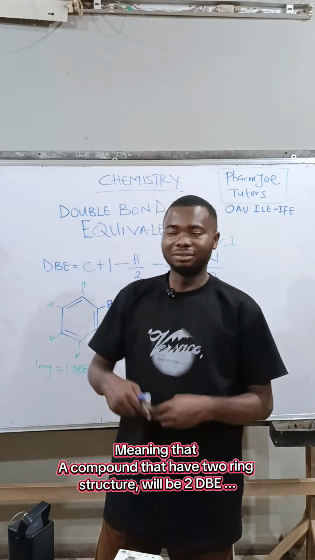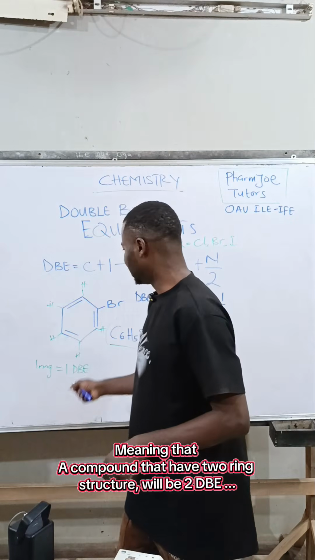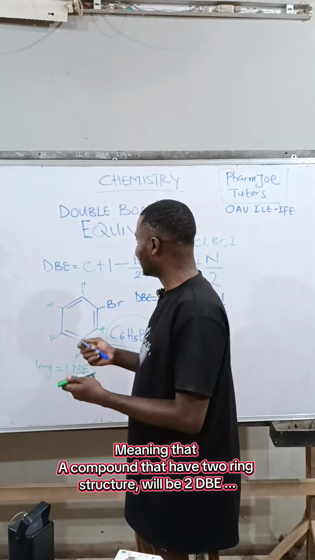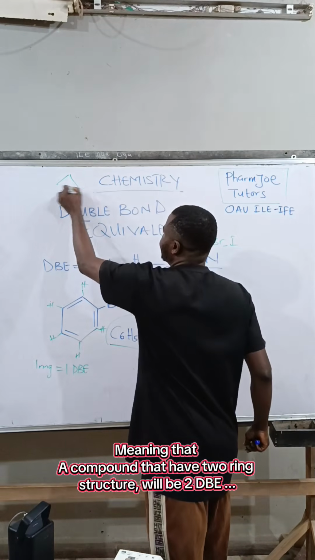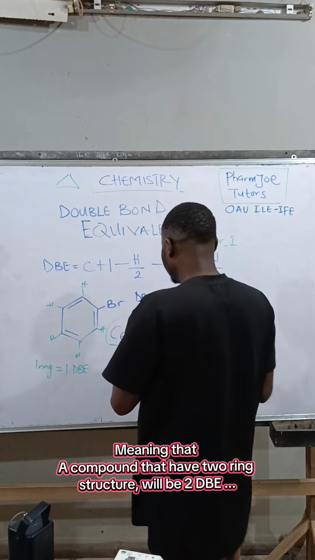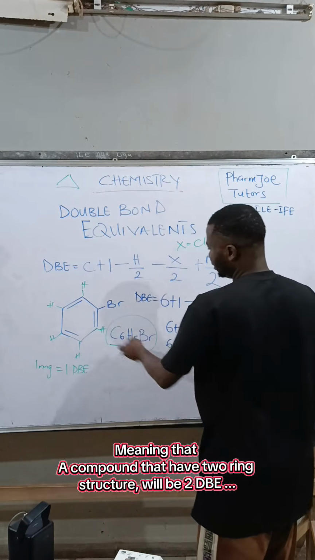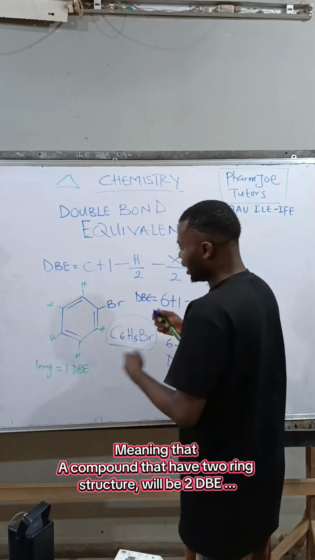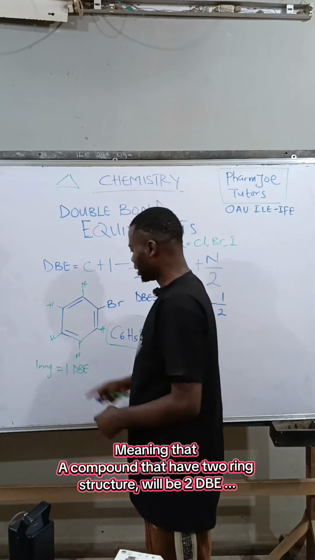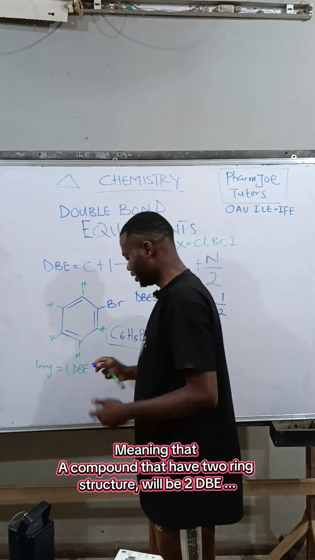What is a ring? A ring can be any shape. You can see that this shape is 6-sided. Any shape can represent your ring. So this is 6-sided. We have a 5-sided ring. So anytime we have a ring, that means any shape, it is 1 DBE.